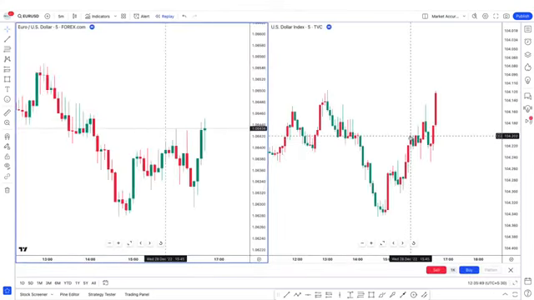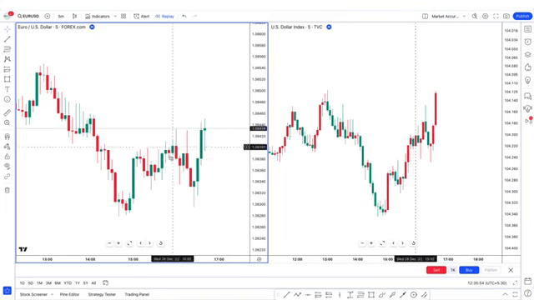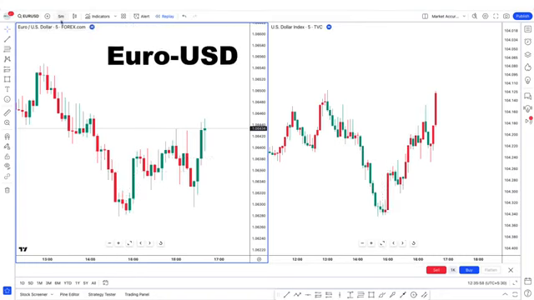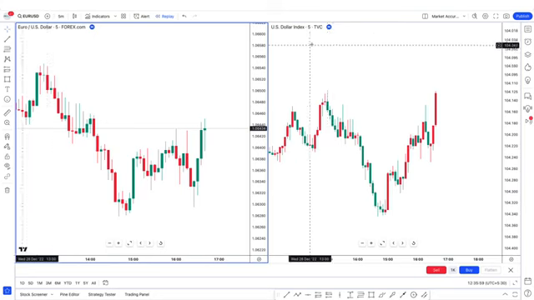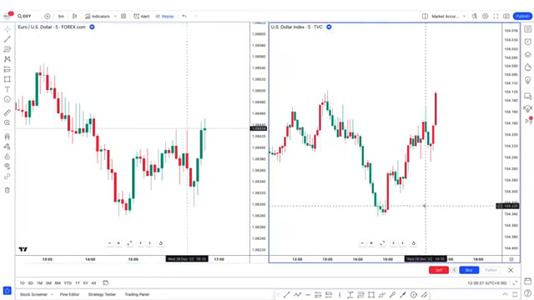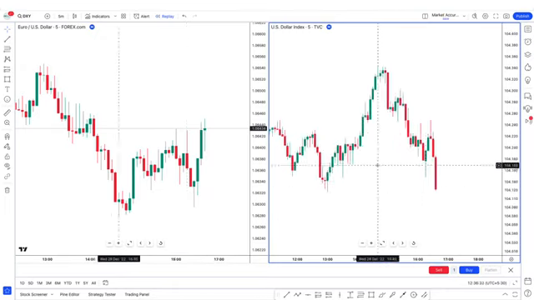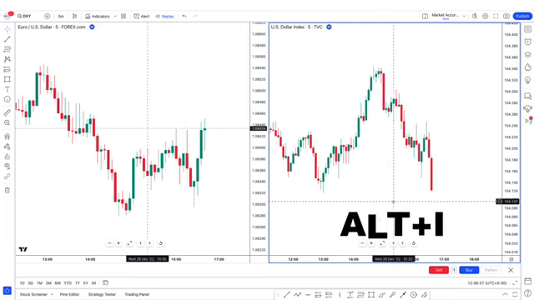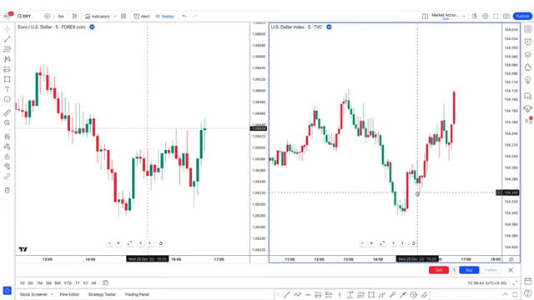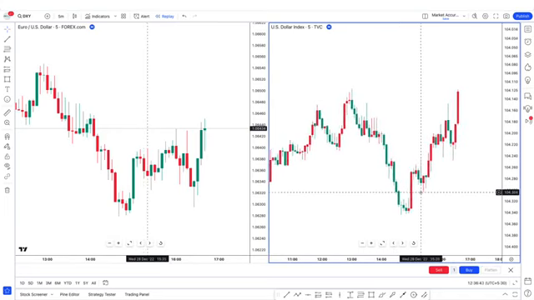Alright guys. So in this specific example, I'm going to teach you how you can use POI with SMT divergence. We will not be combining ABC in this example. So I'm looking at Euro USD on a 5-minute, and I'm also looking at dollar index on a 5-minute. So how do you flip a chart? When you open a DXY chart, it's going to look something like this. What you can do is on your keyboard, press Alt+I, and it's going to flip the chart. So you will not get confused. Okay? It's really that simple.